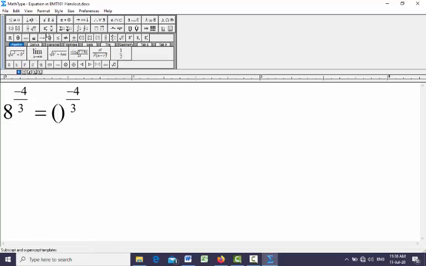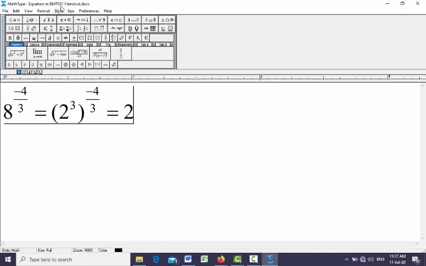Instead of 8, we can write 2 power 3, because 2 to the power 3 equals 8. So what we will have here? We will have 2 power 3 multiplied by minus 4 divided by 3. So we have 2 to power 3 multiplied by minus 4 by 3.